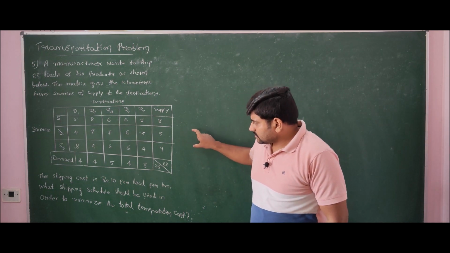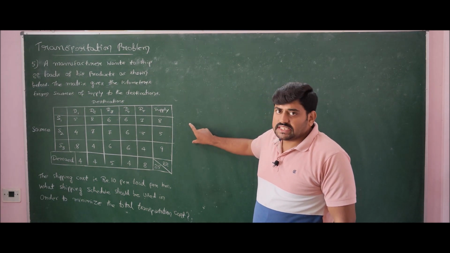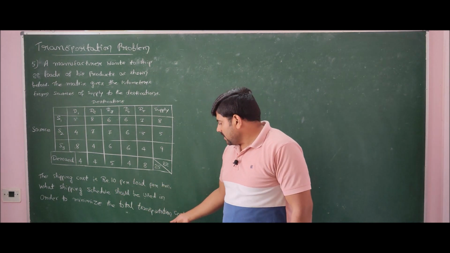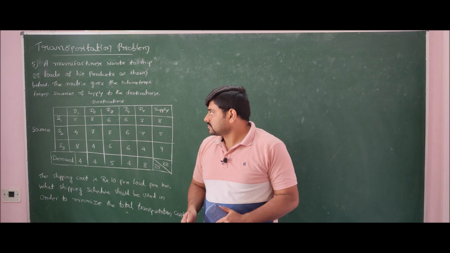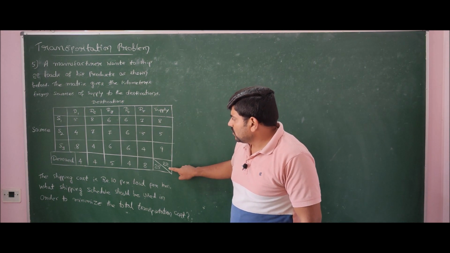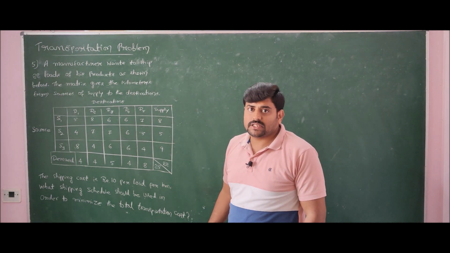So this matrix indicates the kilometers from source to destinations. Per kilometer the transportation cost is rupees 10. What is the minimum transportation cost is what we should determine for this problem. Now if you carefully observe, the sum of supply is yielding 22 whereas the demand is 25. So therefore it is an unbalanced transportation problem.